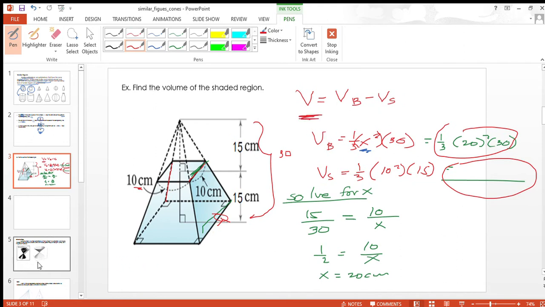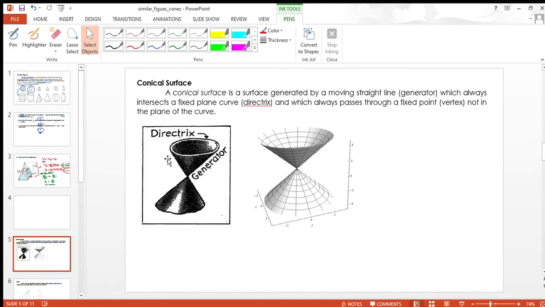Okay. So the next thing that we will be discussing is our conical surface. We did not include this under pyramids because a pyramid is defined as a polyhedron wherein the base is a polygon. Now, a conical surface is a surface generated by moving a straight line or generator which always intersects a fixed plane curve called a directrix, and which always passes through a fixed point called the vertex, not in the plane.